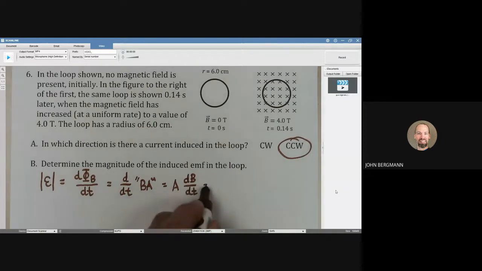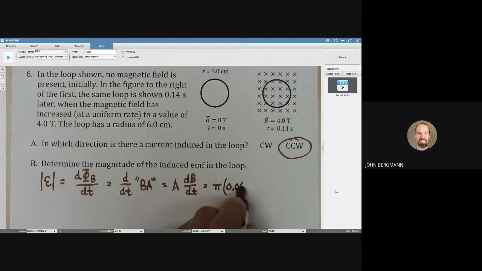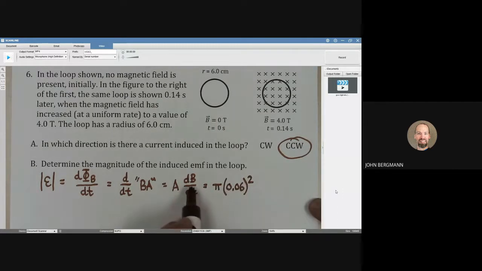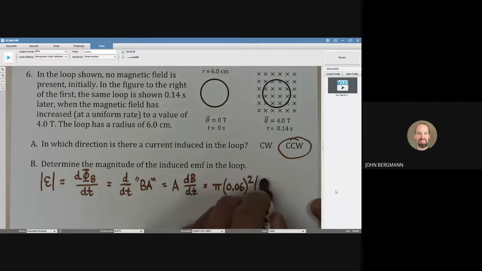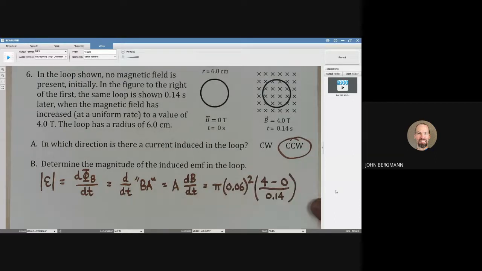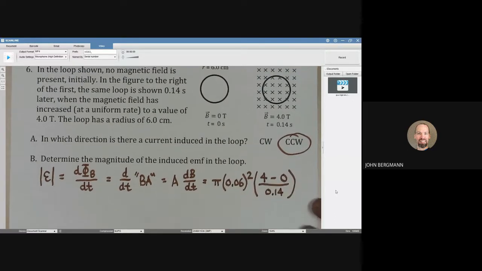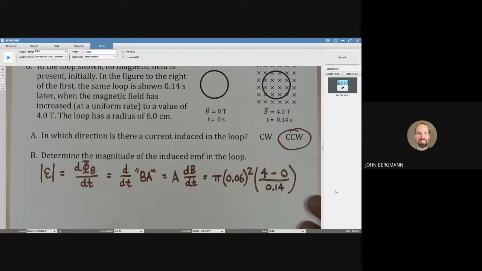So let's do this. What's the area of this thing? The area is going to be pi times r squared, and what's r? It's 6 centimeters. I'm going to just change that into meters real quick. And then at what rate is the magnetic field changing? It ends at 4 teslas, and it started at 0, and the amount of time that has elapsed is 0.14 seconds. So this is going to give us the magnitude of the induced EMF.